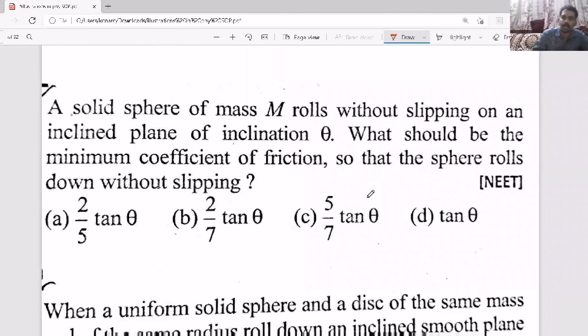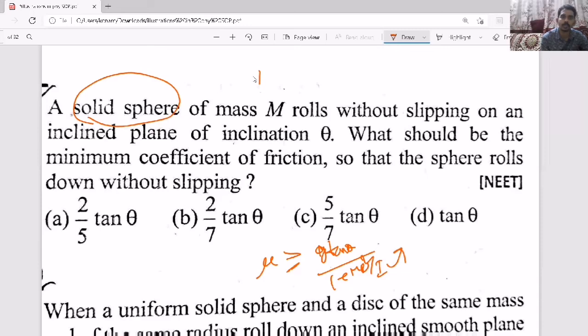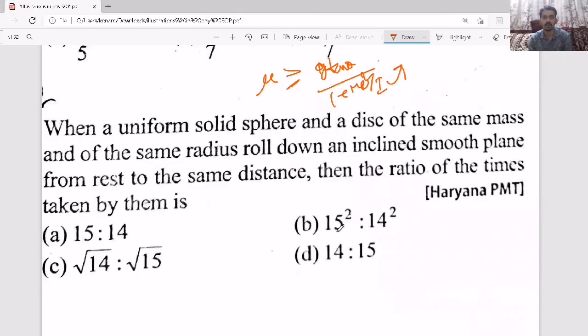And this is a solid sphere of mass m that rolls without slipping. What should be the minimum coefficient? I have already given the formula for this one. Mu should be greater than or equal to g tan theta by 1 plus m r square by I, where I is the moment of inertia that depends on the body. Here, solid sphere means the moment of inertia will be 2 by 5 m r square. So if you substitute that value, then you will get the answer.